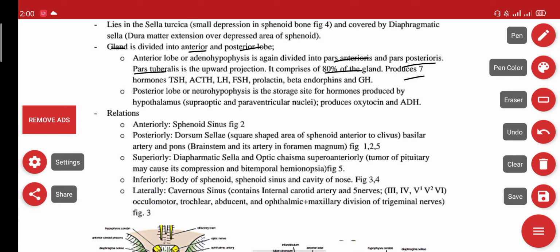And the posterior lobe, or the neurohypophysis, is more of a storage site. It is a storage site for the hormones that are produced by the hypothalamus. Basically these hormones are produced by the hypothalamus, and then via axons they reach the posterior pituitary. So the posterior pituitary is not a gland itself, but a storage site for the hormones produced by the supraoptic and paraventricular nuclei of the hypothalamus, and they are then stored in the posterior pituitary. It releases oxytocin and antidiuretic hormone. We will study each of these hormones in detail in the upcoming videos.